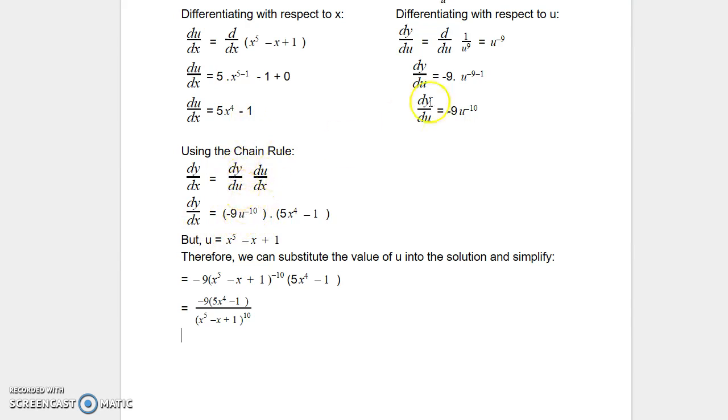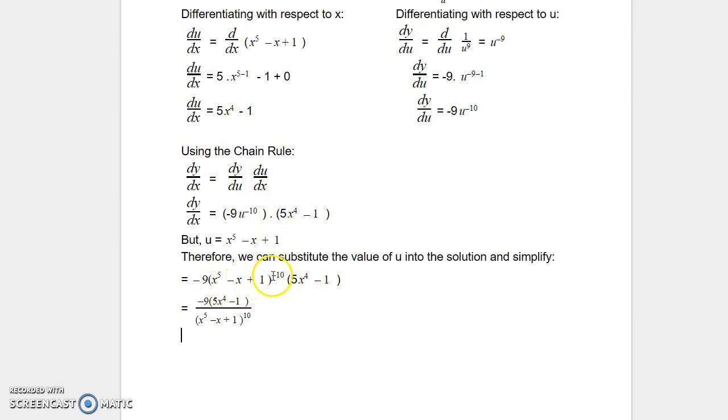So dy by du is negative 9 u to the power of negative 10 times du by dx, which is 5x to the power of 4 minus 1. But we cannot have u as part of the answer. So wherever we see u, we're going to substitute x to the power of 5 minus x plus 1. When we substitute, we can write it out as shown here. Negative 9, open parenthesis, x to the power of 5 minus x plus 1, close parenthesis, to the power of minus 10, and then we have 5x to the power of 4 minus 1.